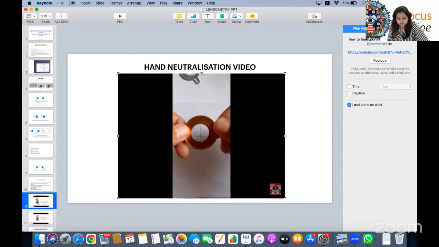First of all, I'm taking +5 power and moving it. There is still some movement. This lens is not neutralized. I'm taking the next power, that is +5.50. There is still some movement. That means it is not neutralized. Now I am taking +6 power, and see, there is still a little movement. I'm taking +8 power.